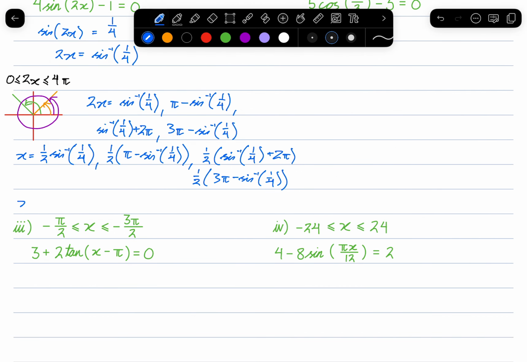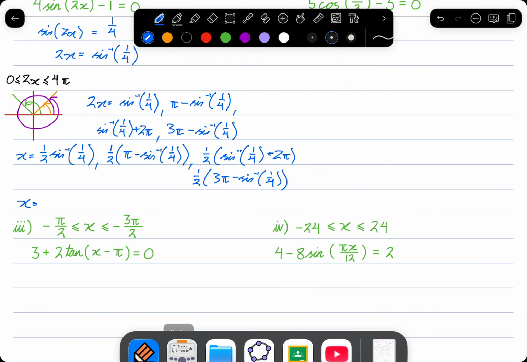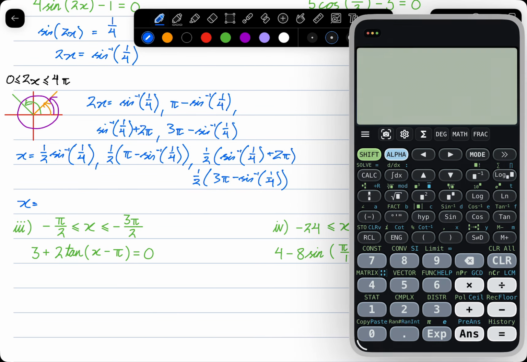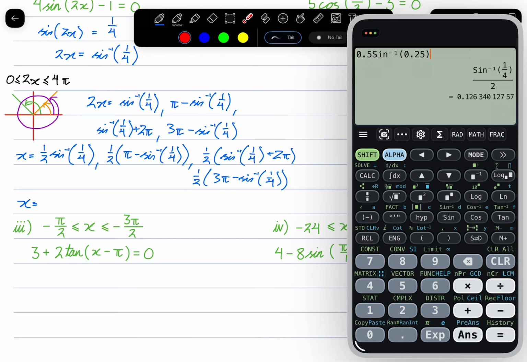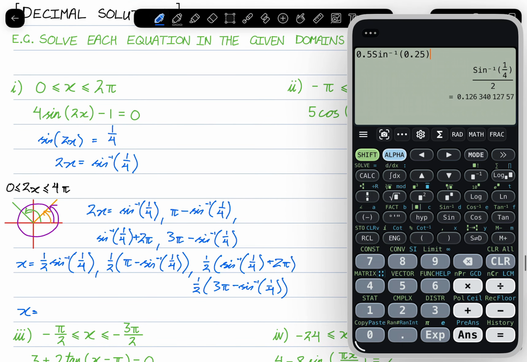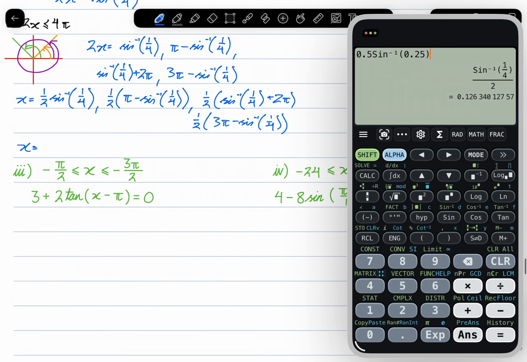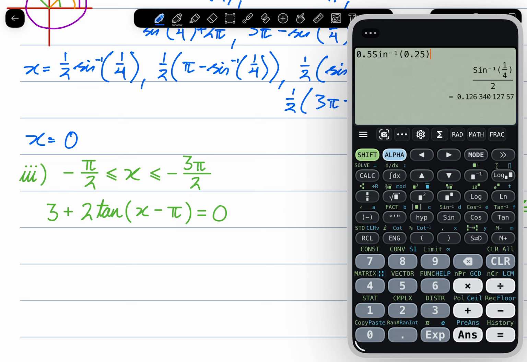but since it's asking us to round to 2 decimal places, I'm going to answer this now using our calculator. So here we go. Looking carefully, I'll just keep pressing that button. If you can see it's cycling through, it must be in radians. So doing quadrant 1 first. So 0.5 sine inverse of a quarter. We get to 2 decimal places, that's what it's asking, 0.13.